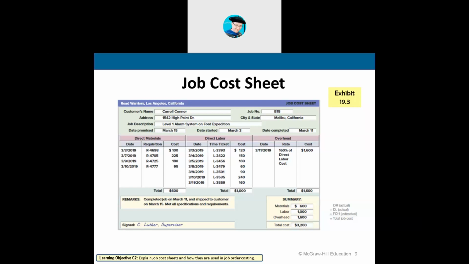Make sense? Any questions so far? We're doing okay. Right.